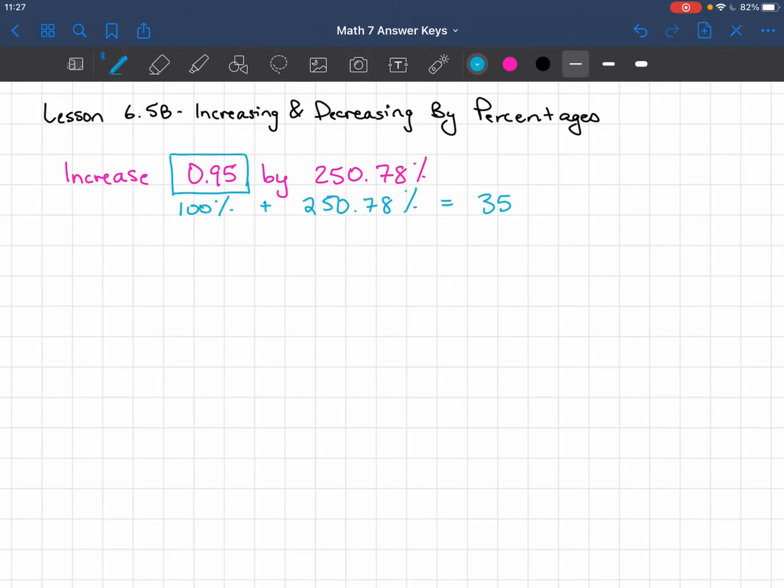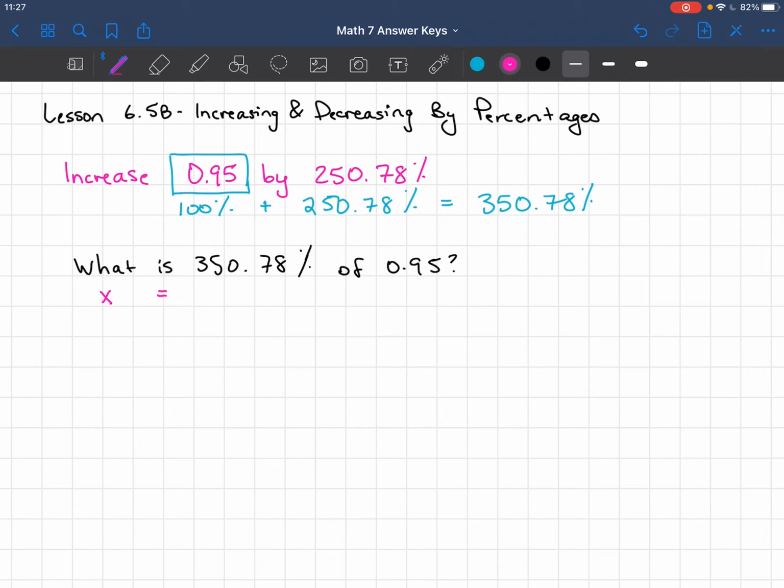And we're going to tell ourselves, because we're increasing it, we're going to just add 250.78%. Now we're going to, in the end, have 350.78% of our original number. So let's go ahead and write that problem out so we can translate it. What is 350.78% of 0.95? And we'll just go ahead and do our conversion.